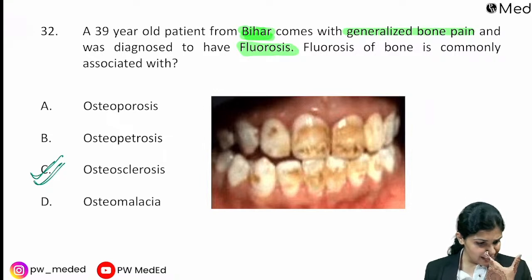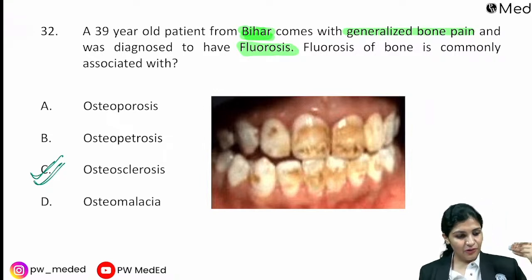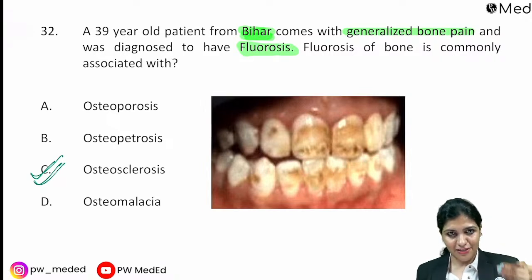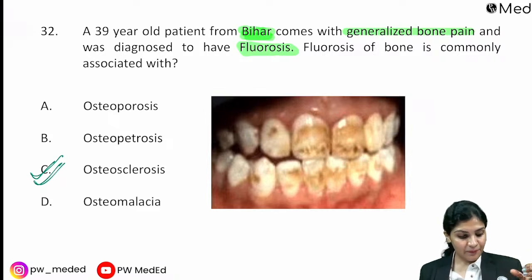Many of them answered B. So L4, L5, if you're answering for the previous question, that is right. But for this particular question, that is fluorosis, the answer is osteosclerosis. How to treat, we'll see.